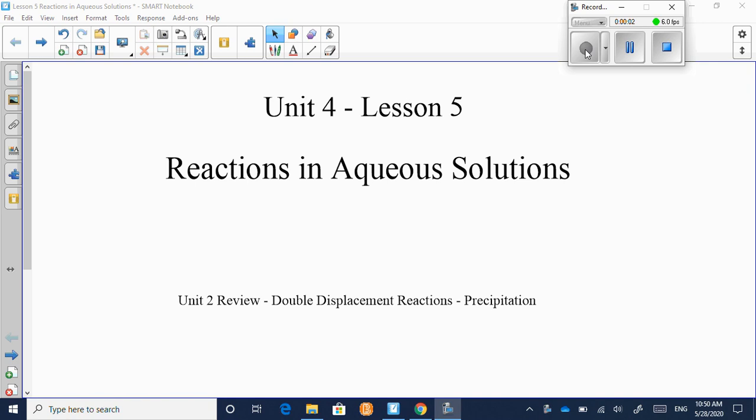Hi everyone, and welcome to lesson 5 of Unit 4. What we're going to get into today is reactions involving solutions. I've put a little note on here that says we're going to do a bit of a review of Unit 2. In Unit 2, we did double displacement reactions, and in particular, we talked about precipitation reactions.